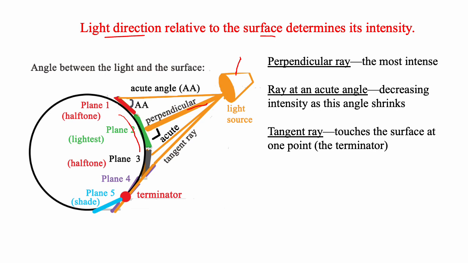And a light perpendicular to the surface will be the most intense. A ray at an acute angle of less than 90 degrees will be less intense because much of it is deflected away. The other important ray is the tangent light ray that touches the sphere at one point so that anything behind it is in the shade.